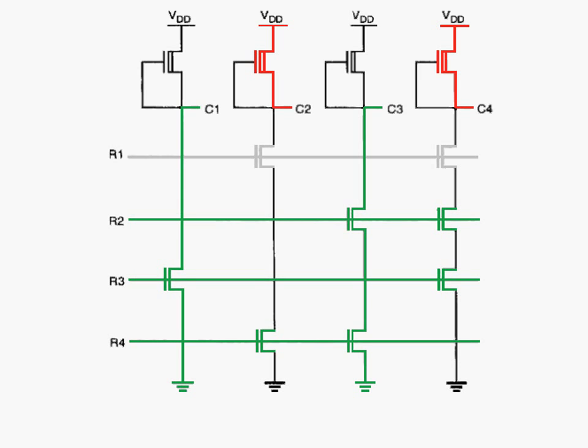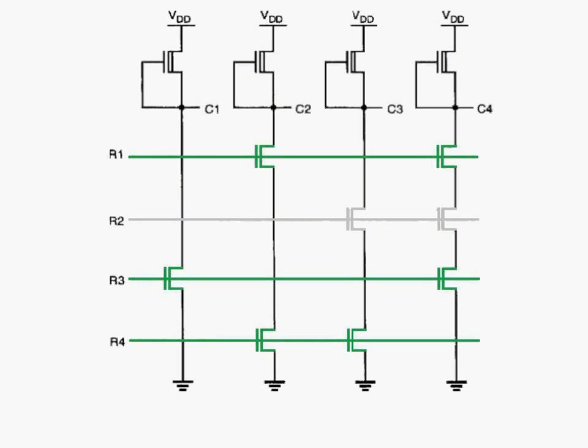Since row 2, 3 and 4 inputs are high, the NMOS transistor in column 1 and 3 corresponding to row 2, 3 and 4 will be turned on. Therefore column 1 and column 3 outputs will be tied to low.